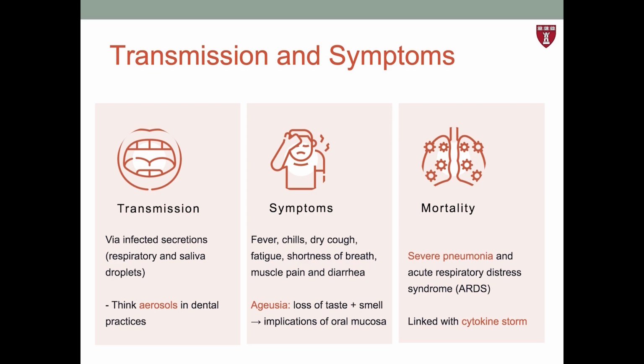While COVID-19 can affect multiple organs in the body, the main causes of mortality are severe pneumonia and acute respiratory distress syndrome, which is linked with the cytokine storm, an excessive immune reaction that causes extensive tissue damage, particularly in the connective tissue of the lungs. This is where oral health comes into play. One's oral health influences COVID-19 risk and severity.